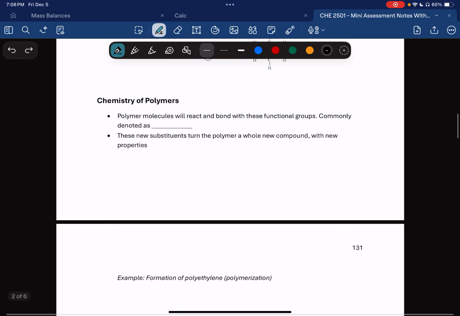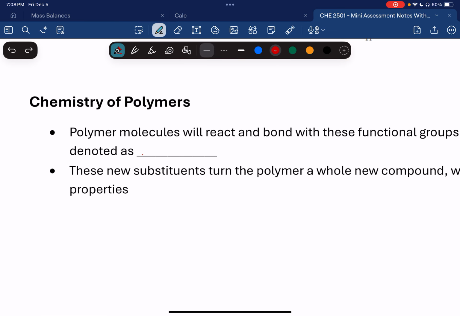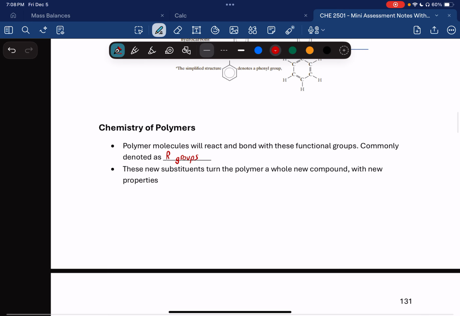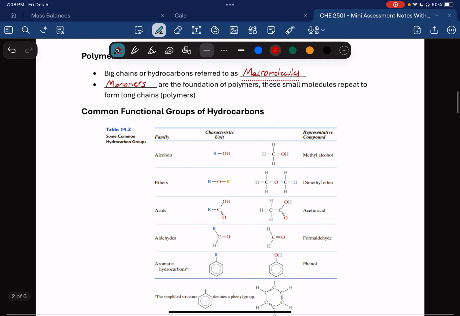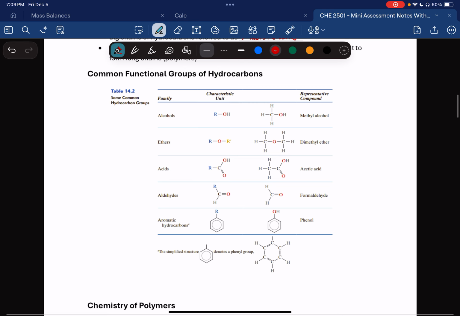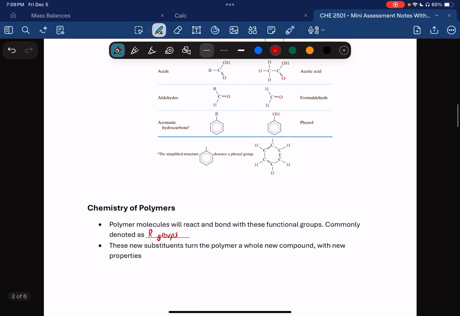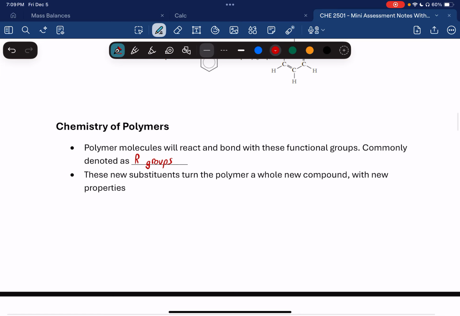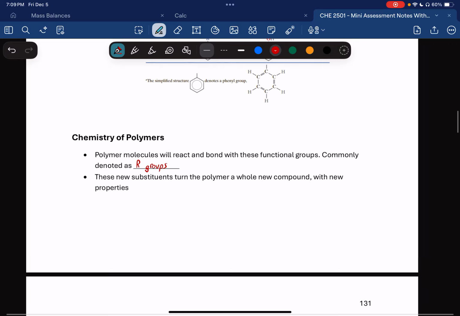Chemistry of polymers. Polymer molecules will react and bond with these functional groups to have different properties and to make new products. These are denoted as R groups. Just a little name for them, because you see here R can just represent the carbon chains that these characteristic units are bonded to. And these new substituents, these R groups, turn the polymer into a whole new compound with new properties.